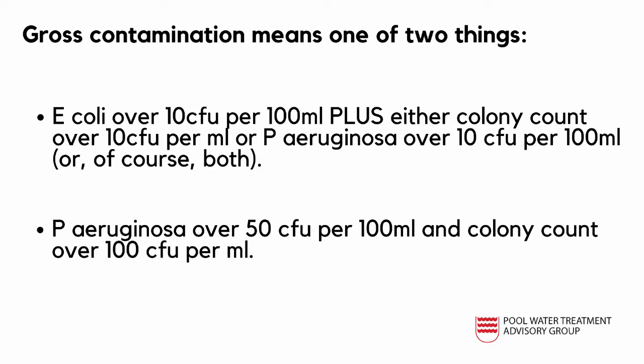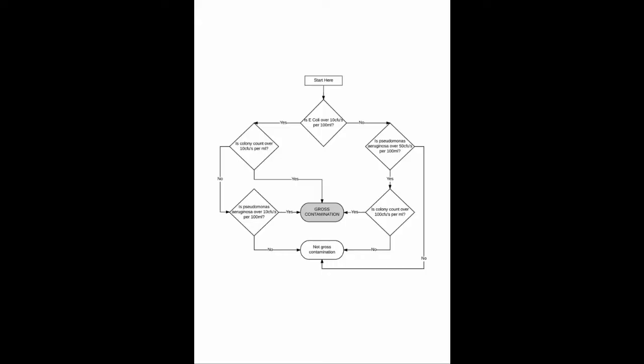Or the other point is if you've got greater than 50 Pseudomonas aeruginosa per 100 ml in combination with a high aerobic colony count of greater than 100 colony forming units per millilitre. So what we've created is a flowchart diagram to assist pool operators with the interpretation of microbiological test reports. The way that it works is you start where it says start here.